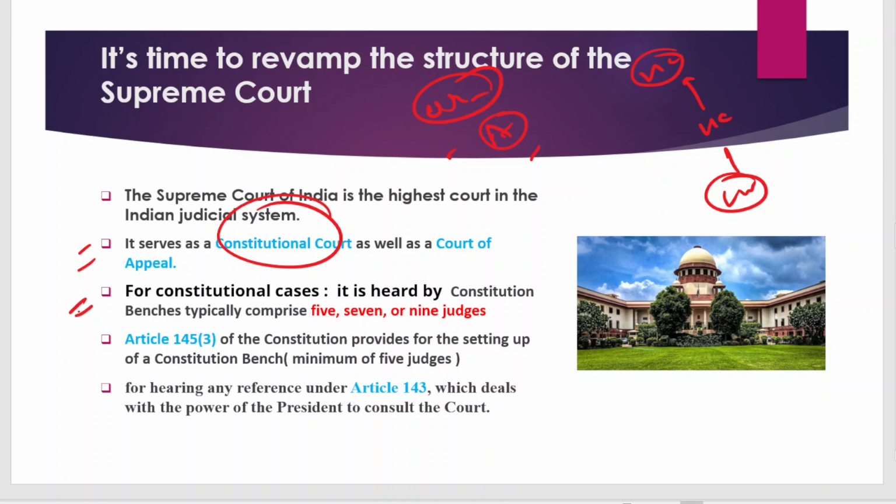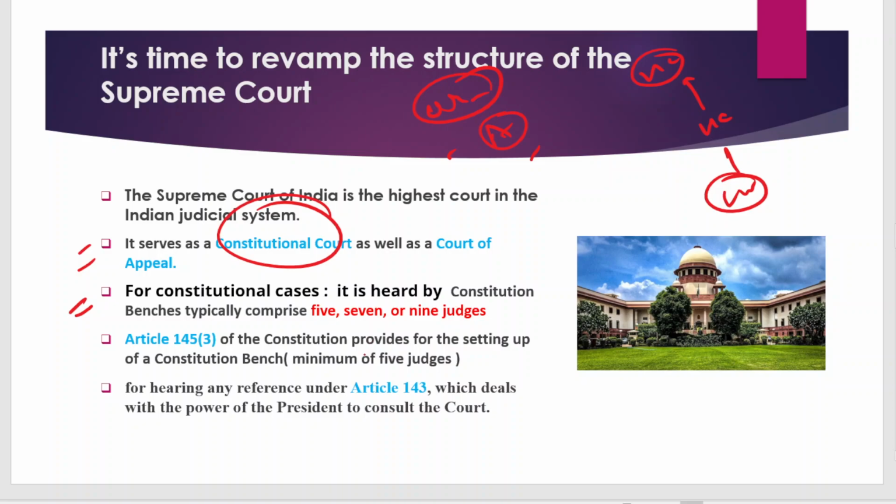And you know that a constitutional case deals with cases that may violate the provisions of the constitution, so it is heard by the constitutional bench. The number of judges to hear the constitutional case in the bench should be minimum 5, and it can extend to 7, 9, and even more than 9, depending on the seriousness of the case, depending on the opinions required for the solution of the case. And we have Article 145 clause 3 of the constitution that provides for setting up of a constitution bench.